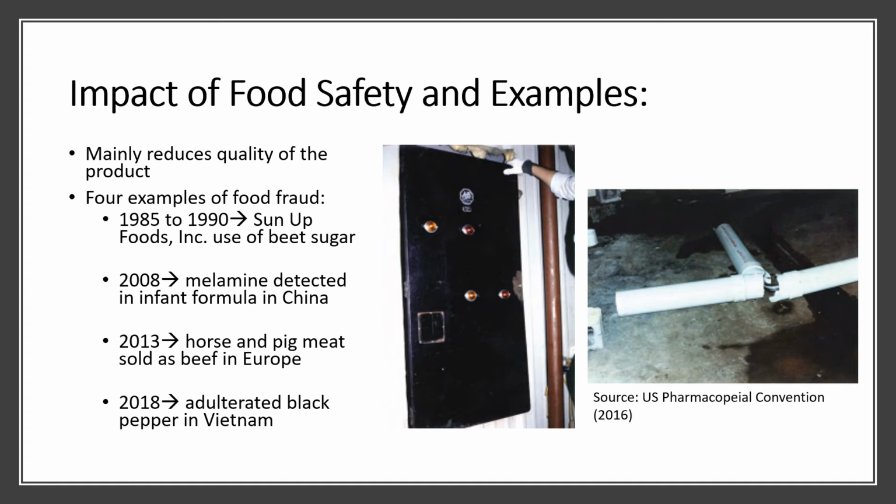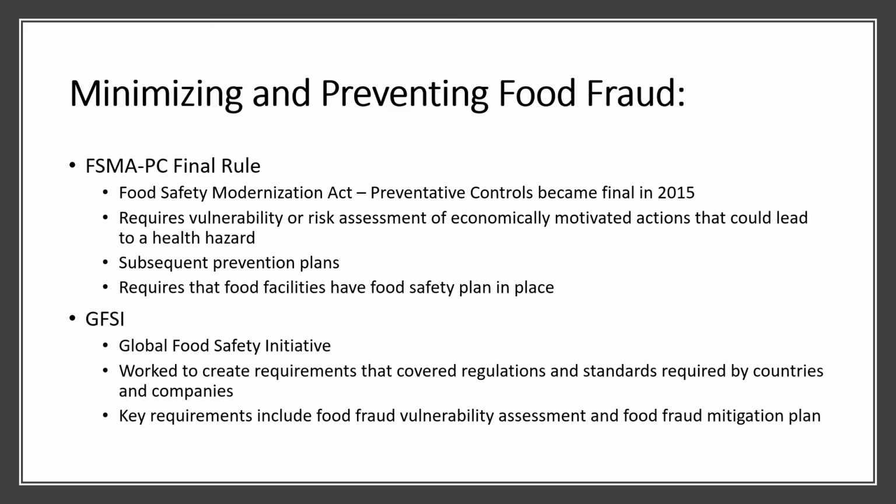In the laboratory tests that were done regarding this food fraud, it was found that the toxic adulterants made up more than 18% of the black pepper. Food fraud overall is an ongoing problem, and these are only a handful of the examples that have occurred. The FSMA-PC final rule and GFSI are the most impactful and direct food fraud-related compliance requirements, and they help to minimize and prevent food fraud.